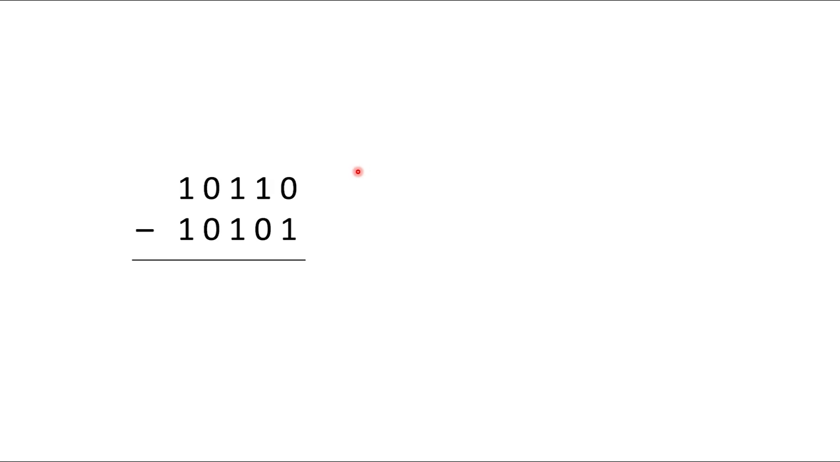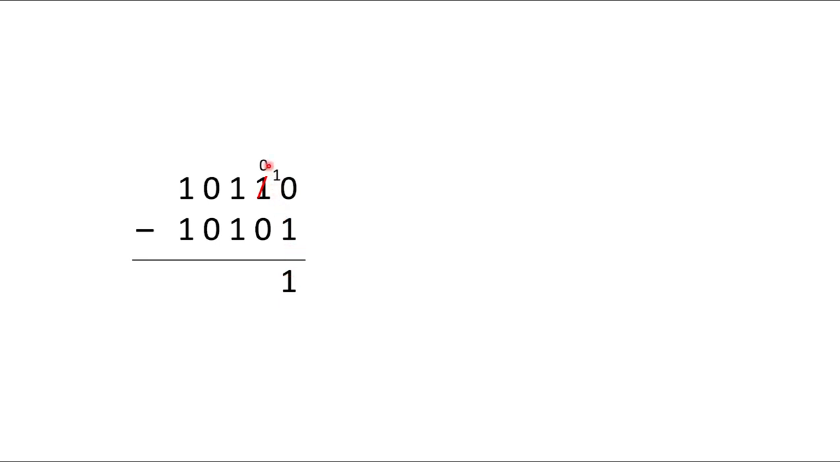So let's go through it. First, we do 0 minus 1, which we can't do because we get a negative number. So instead, we borrow the 1 from the next place, which means that we replace it with a 0 and take the 1 and add it to the original place that we were working with. Now we have the number 10 in the ones place, which is the number 2 in binary. So this is 2 minus 1, which gives us 1.